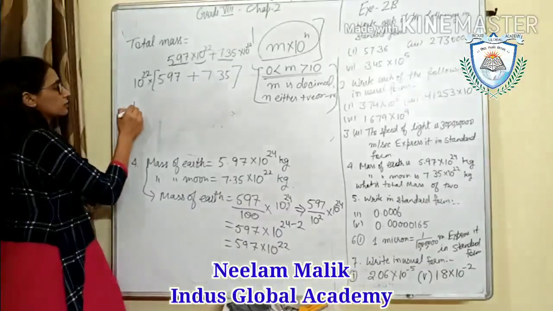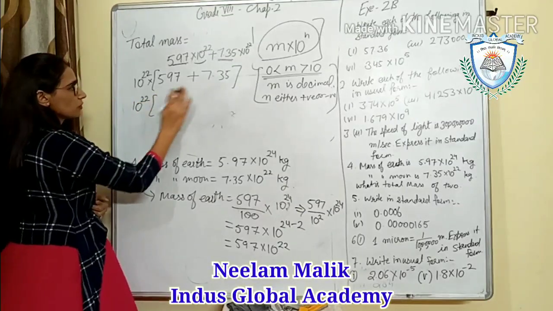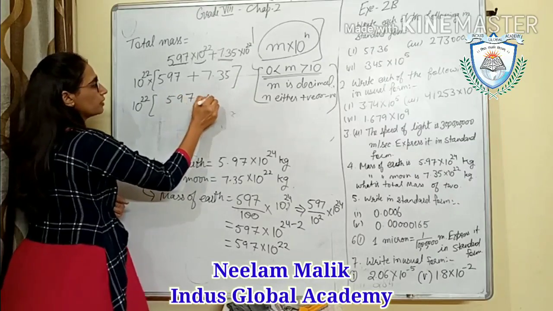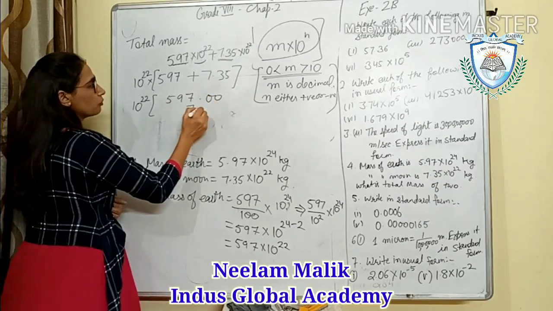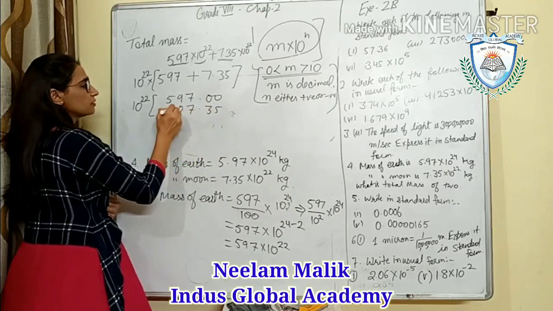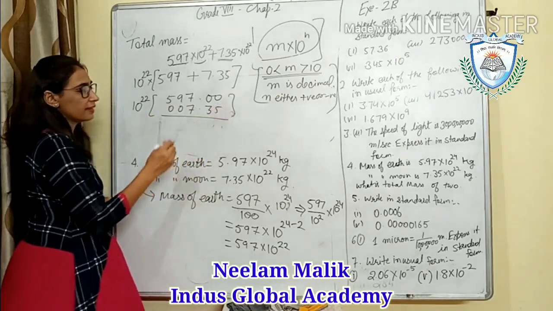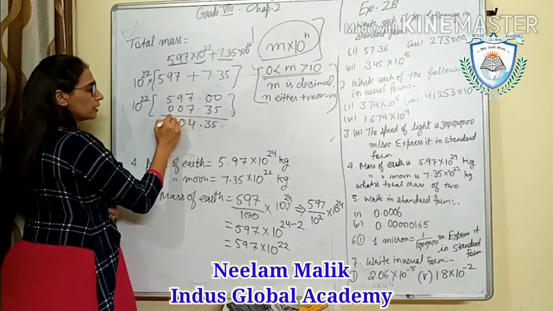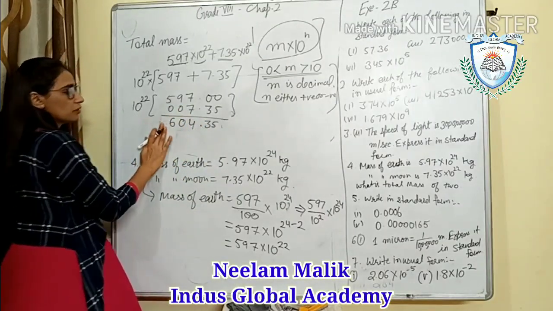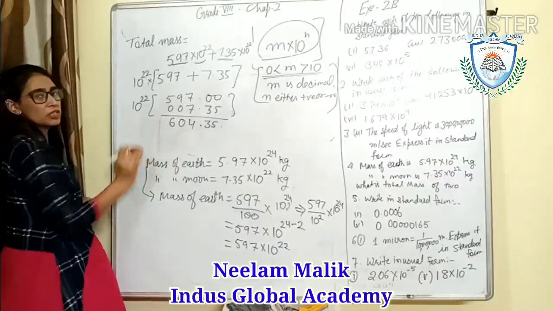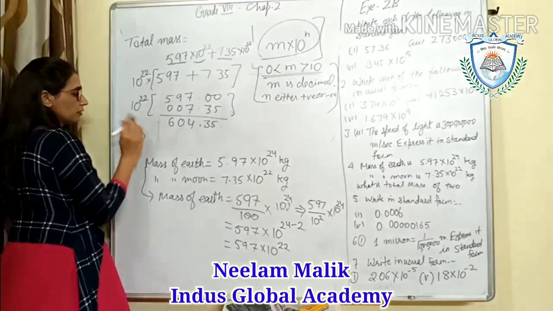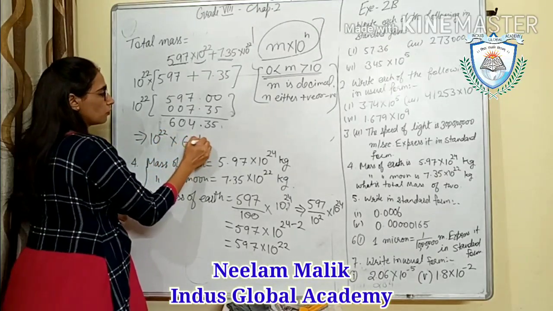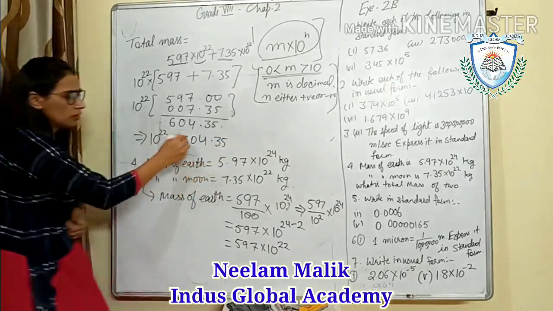Now we will add these. How will you add this? 597.00 and 7.35. You add them after converting into like decimals. So it will be the addition of these two numbers, and now you will write 10 raised to power 22 into 604.35.